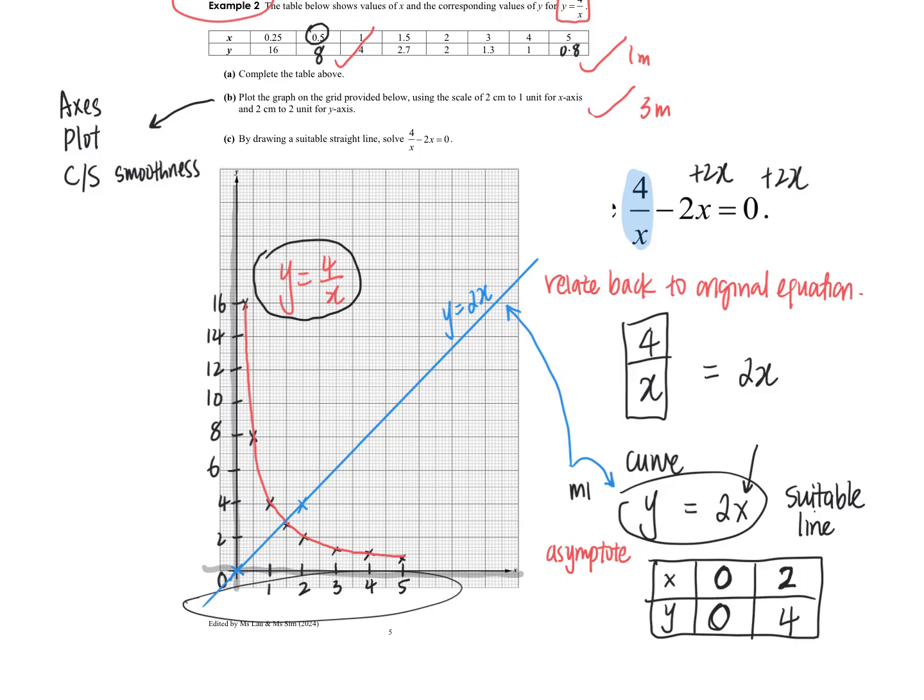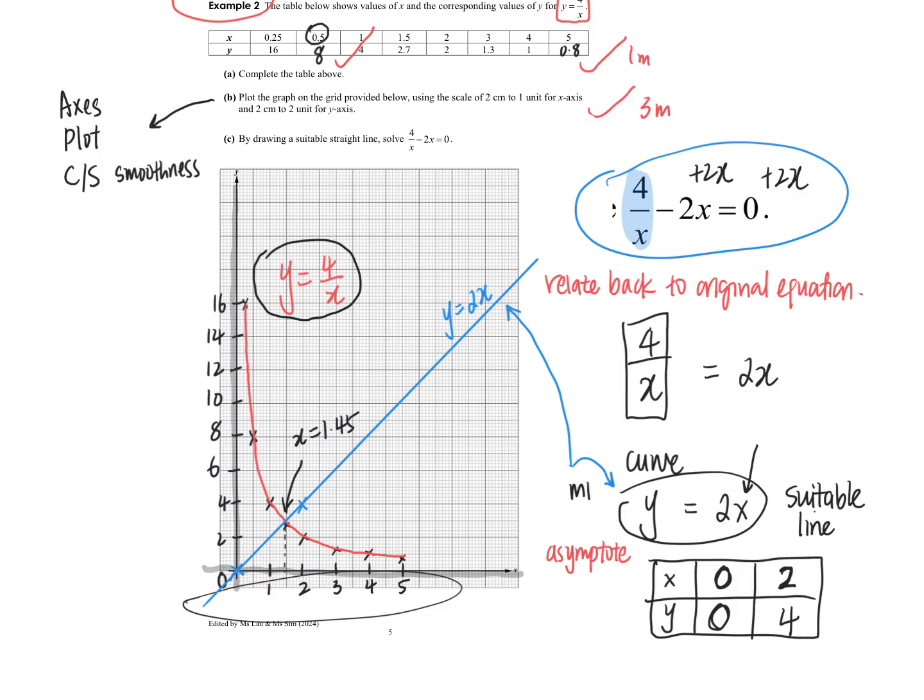So what they want you to do is solve this thing, which means they want you to equate the curve to the line. So they want you to read the solution here. So you go and read it carefully. I think the x here is 1.45. Sorry?